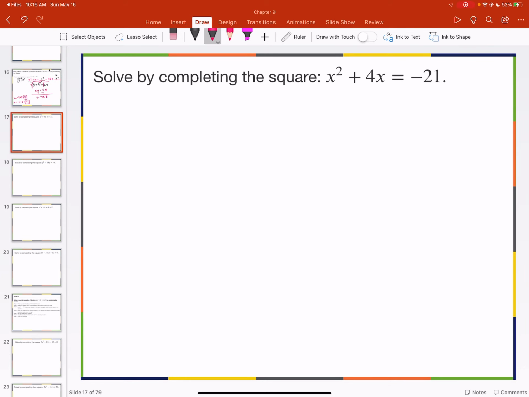Let's do one more here. What if you have a negative number? Still the same thing. So you have x squared, and then just give yourself a space to add what you're completing the square by. Equals negative 21 plus, and then something.